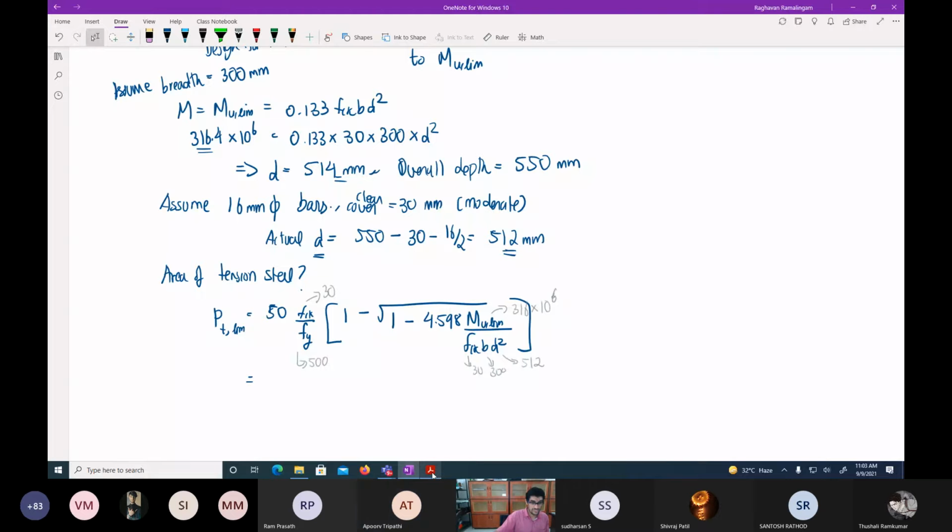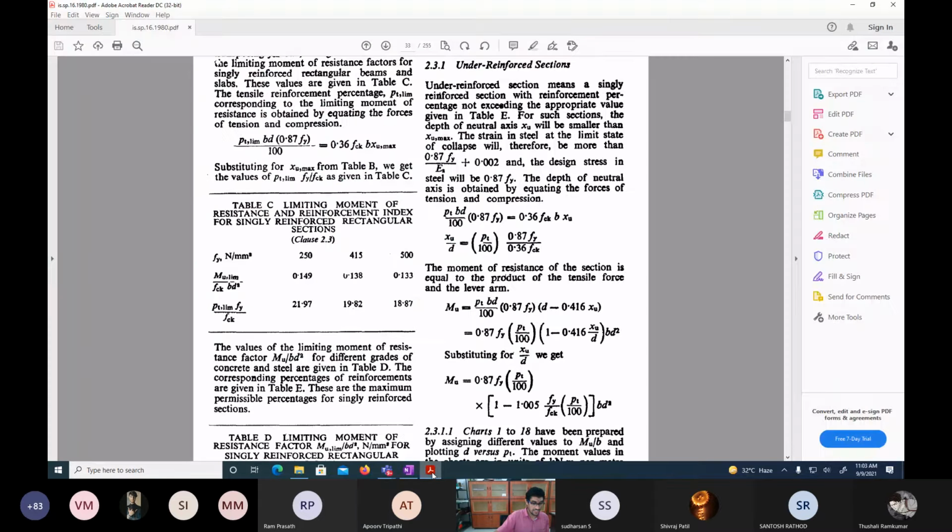1.14. Others also just try to get the same thing. So 1.14.